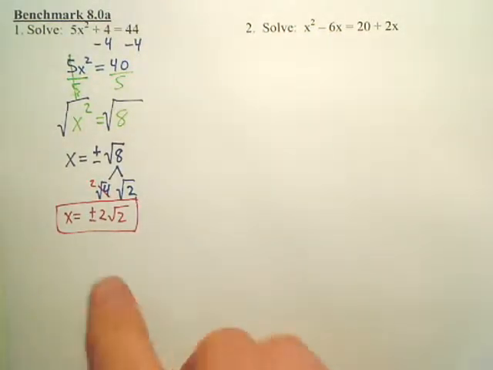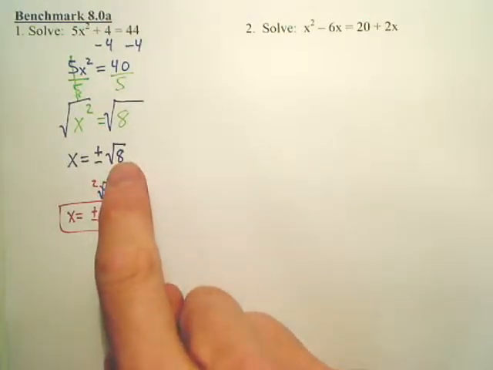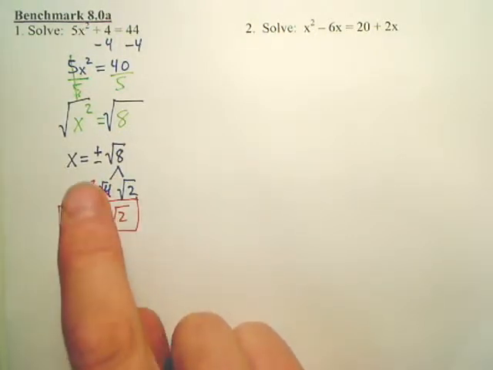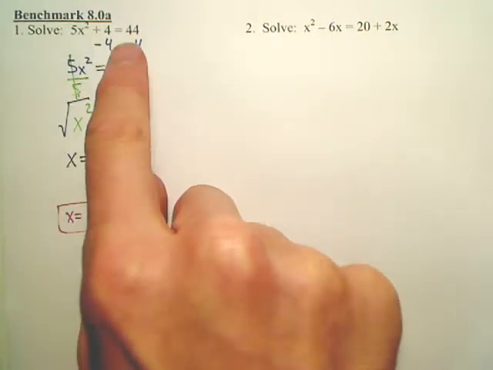Now, some of you are going to forget the plus or minus. I'm sorry. Don't. As much as you can, don't forget it. And don't forget to reduce, if you can, the square root. This square root method, again, is when there's an x squared and no x's.